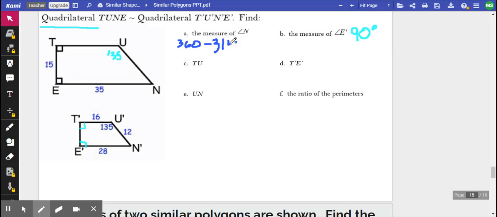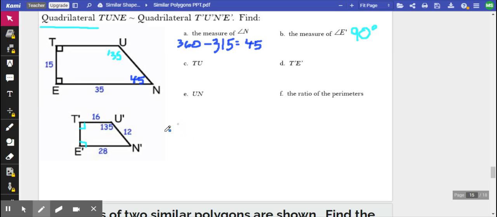And that would leave us with 45 degrees remaining, which would be equal to angle N. And that would also end up being angle N down here. So they're both going to be 45 degrees, N and N prime. So let's try to figure out the C, D, and E using a scale factor.